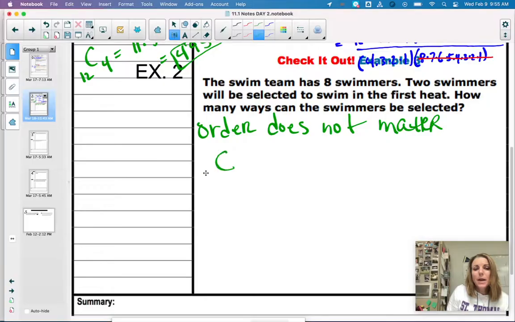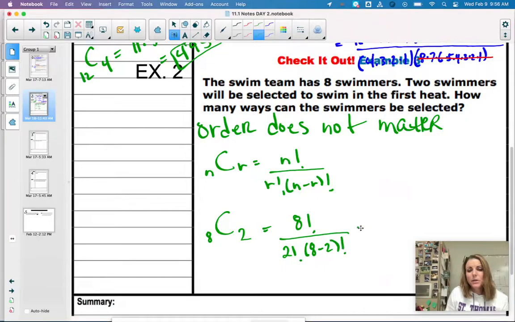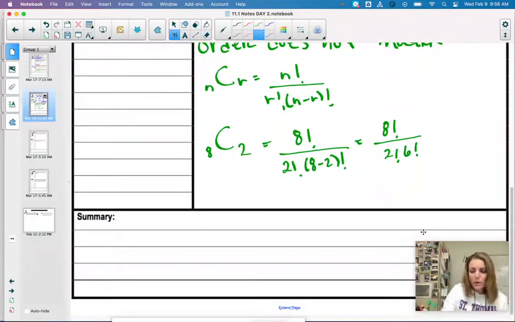So we have this formula again, n factorial over r factorial, n minus r factorial. N is 8, r is 2. 8 factorial over 2 factorial, 8 minus 2 factorial. Well, that's just 8 factorial over 2 factorial times 6 factorial. And I'm going to scroll so we can write this out.